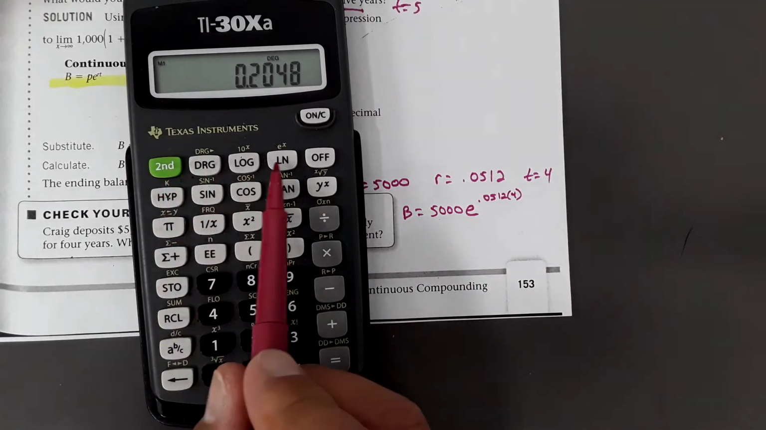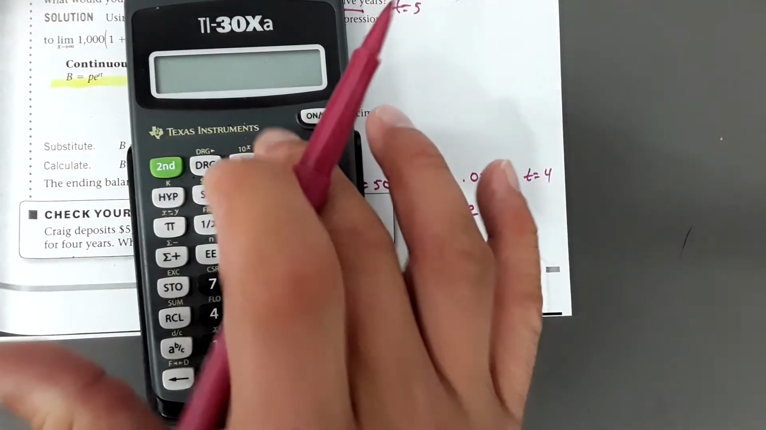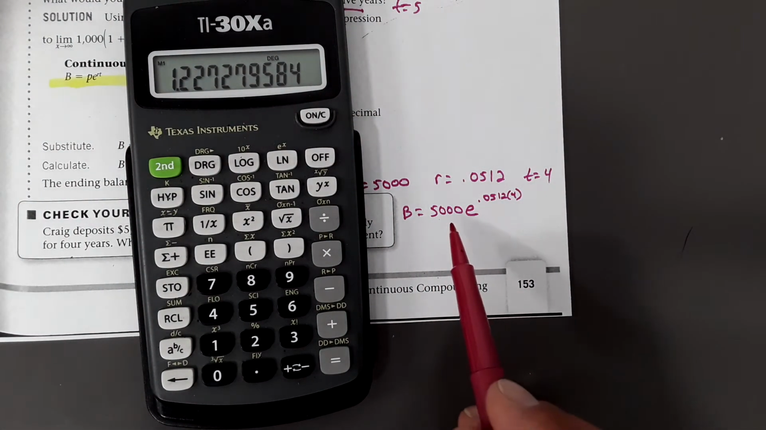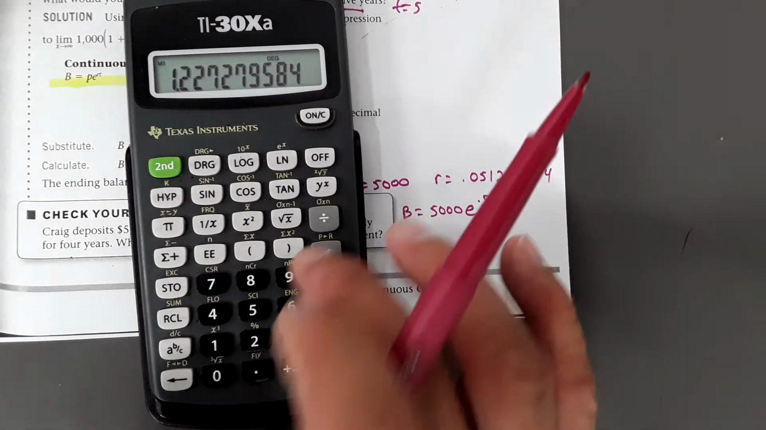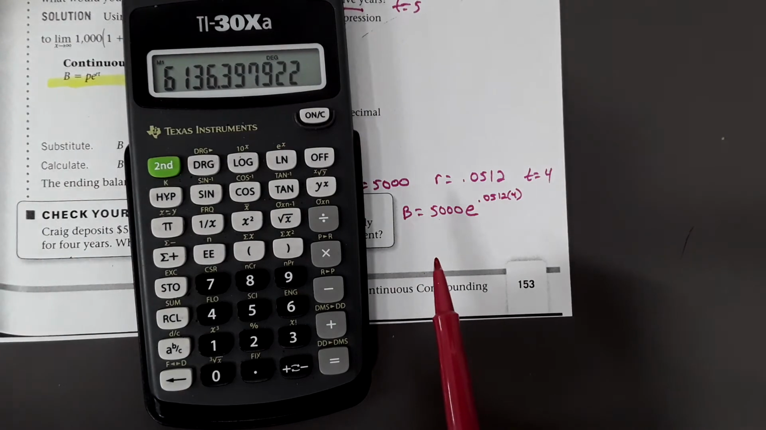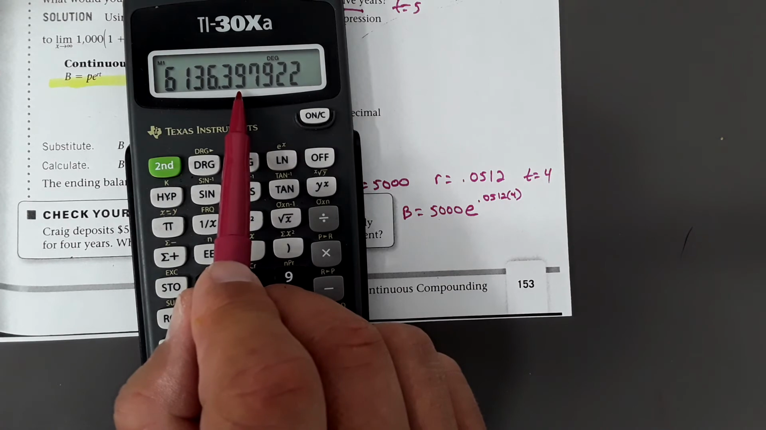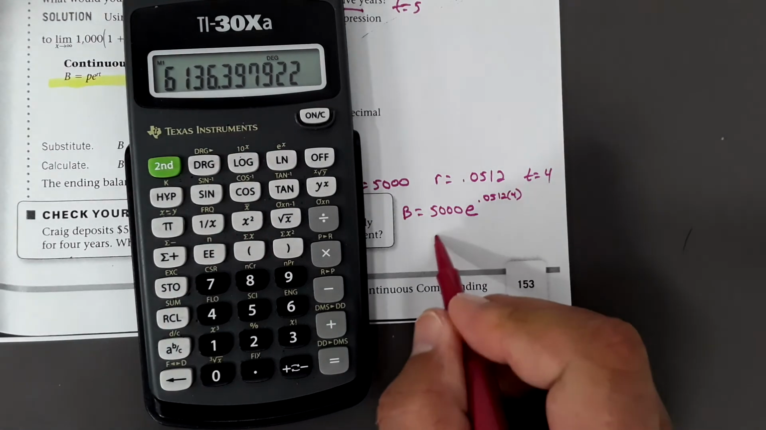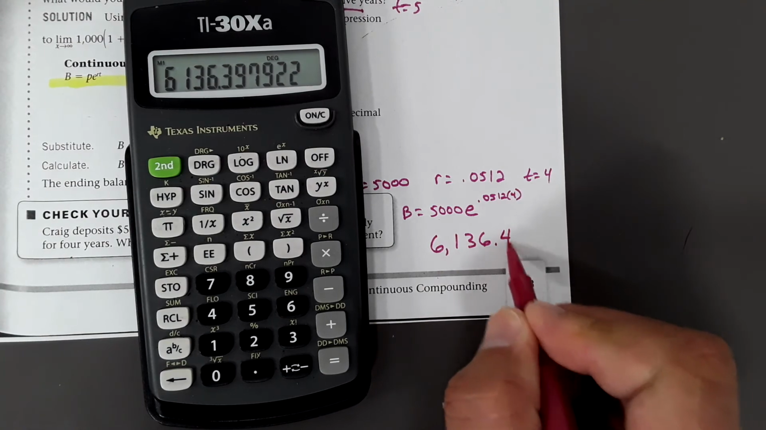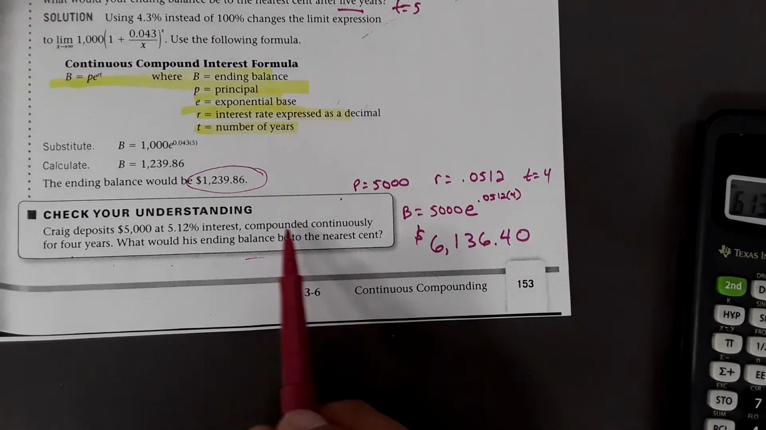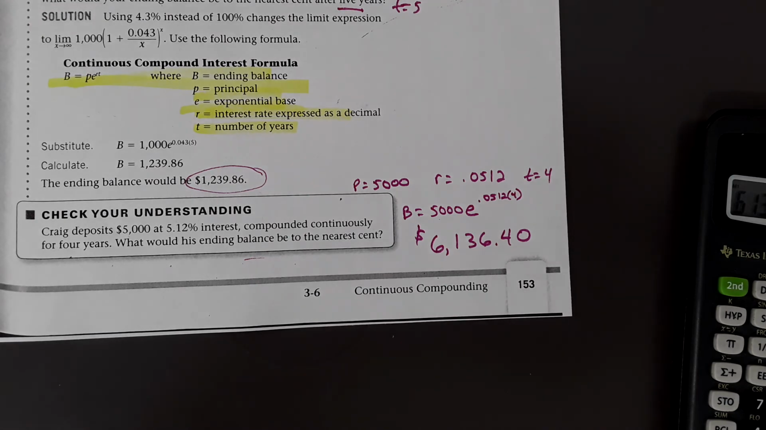So all I have to do is hit second and then e to the x button, and that will give me that number, which is 1.227279584. Multiply that times 5,000. That's the last step. 6,136 and 0.39. Oh, the 7's going to push the 9 up, so that's going to give us 40 cents. So $6,136 and 40 cents would be their balance after 4 years depositing that much at that interest rate, compounded continuously. Continuously compounding. That's it, assignment 22.